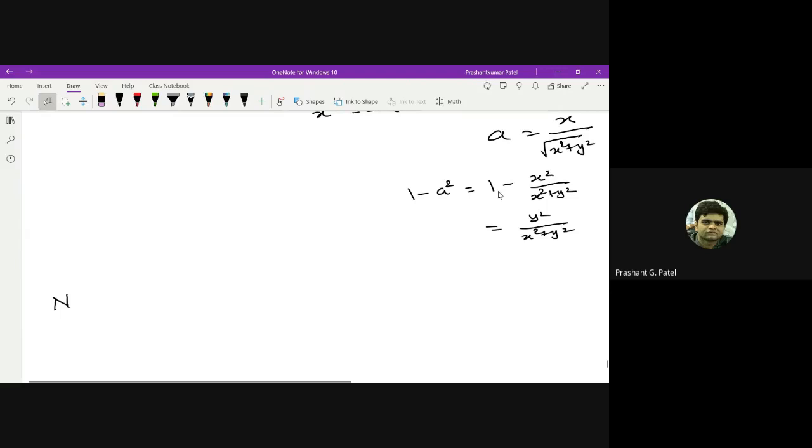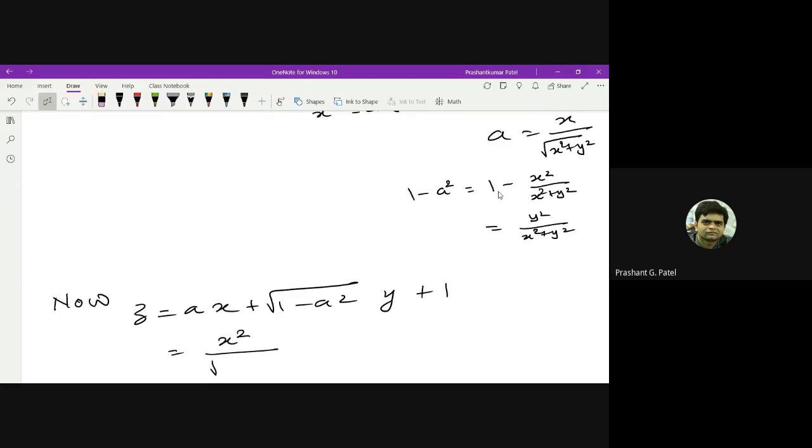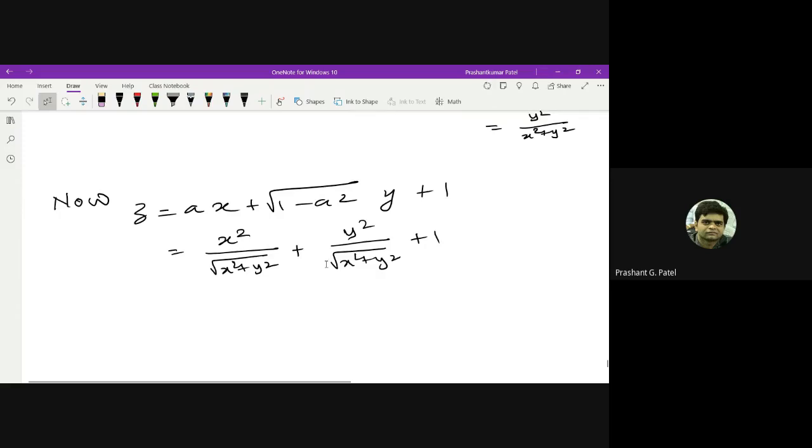Okay, and we'll substitute that value of 1 minus a square and a into this equation. So now we have z is equal to ax plus square root of 1 minus a square y plus 1. The value of a is x upon square root of x square plus y square, so it is x square upon square root of x square plus y square, plus 1 square root of 1 minus a square. The square root of this is y upon square root of x square plus y square, and this y is already there, so it is y square plus 1. And if you just take the LCM, it will be left with square root of x square plus y square plus 1 z, and hence we'll have z minus 1 square equal to x square plus y square.